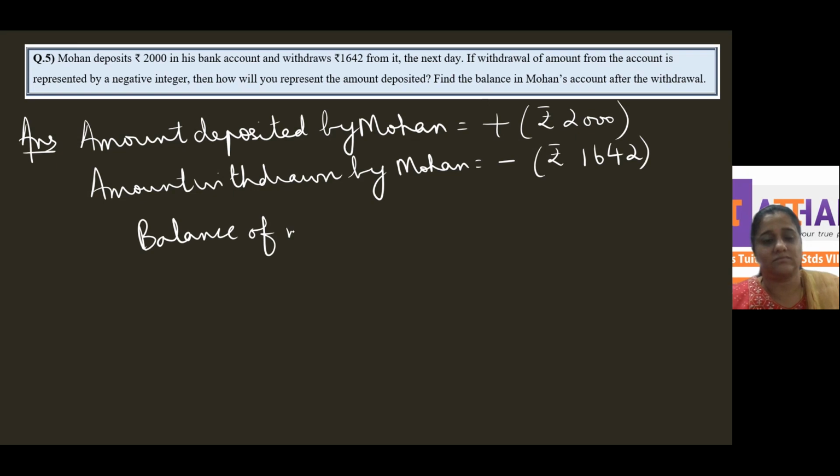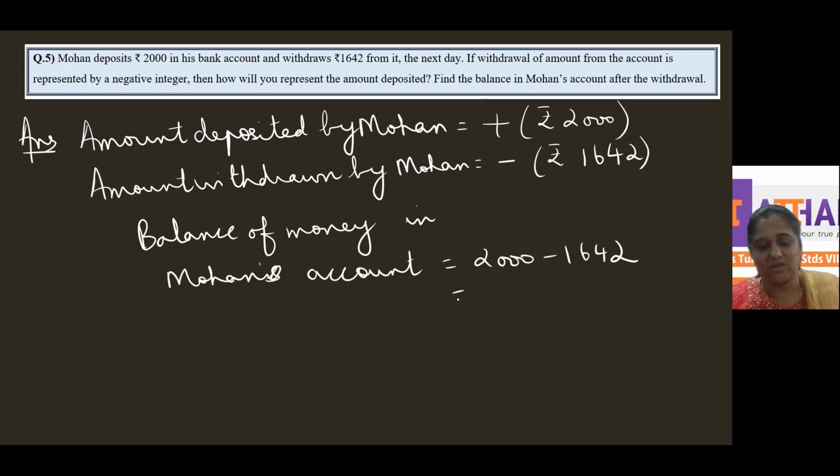Balance, the money in Mohan's account, is equal to 2,000 minus 1,642. How much? 358. Correct, boys? Yes. Is it understood? That's it. Very simple.